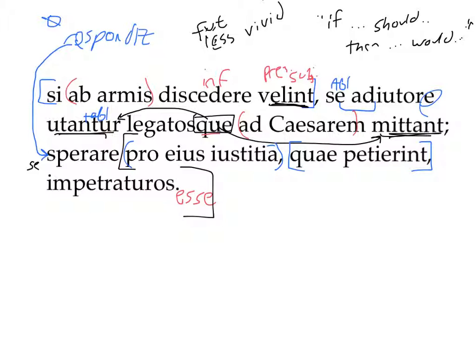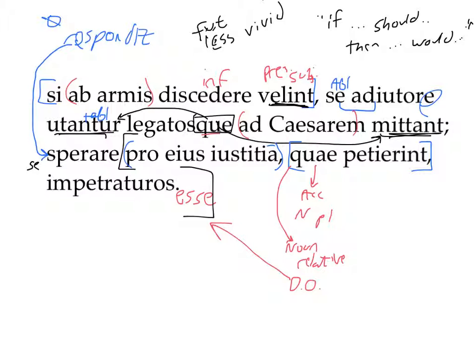Okay. You'll note that quae here, being accusative, has to then be neuter plural, and thus it does not have an antecedent, which means that this clause here is a noun relative. And it is the direct object of impetraturos. Okay. Whew. That was fun. This is a crazy one.